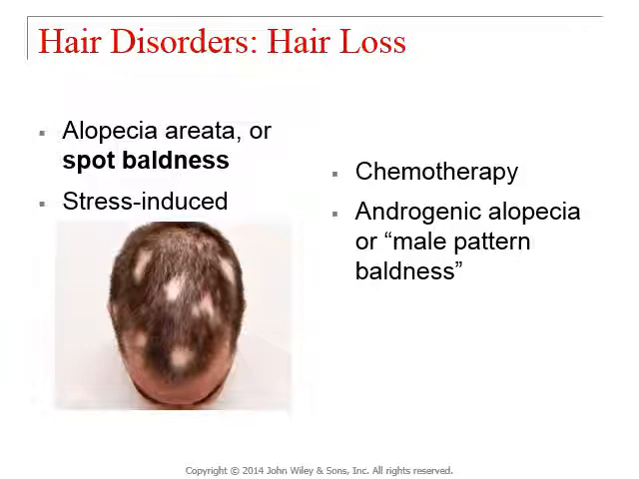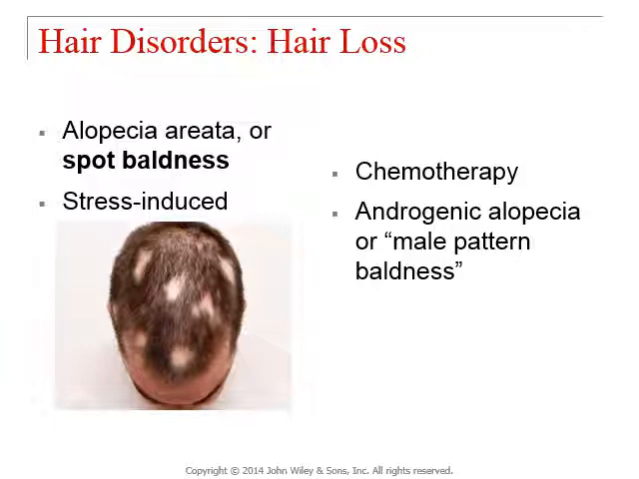When there's a disruption in these types of stages, we see different types of hair disorders. In this case, we see hair loss, also known as alopecia. A type of alopecia I want you to be aware of is alopecia areata, which is what's known as spot baldness. This is usually stress-induced. It can happen to men and women equally. Sometimes it can also happen with chemotherapy.